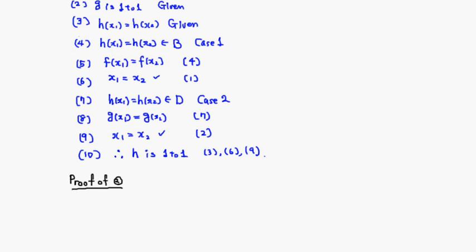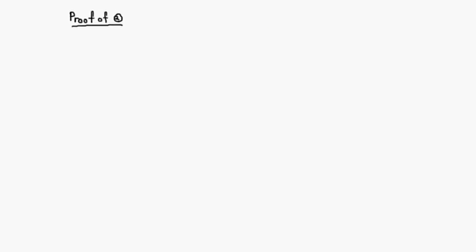Let's move it up so that we have more room. So the hypothesis is 1: f is onto. This is given. Number 2: g is also onto. This is given. So we have to show that h is also onto.